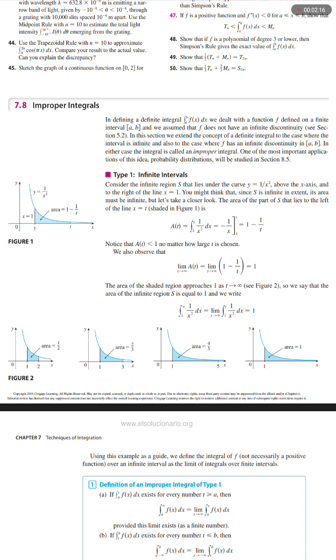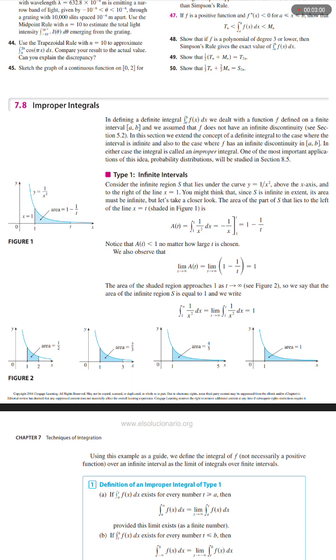The area of the part of S that lies to the left of the line x equals t, shaded in figure 1, is A of t equals the integral from 1 to t of 1 over x squared dx, equals negative 1 over x evaluated from 1 to t, equals 1 minus 1 over t. Notice that A of t is less than 1 no matter how large t is chosen.